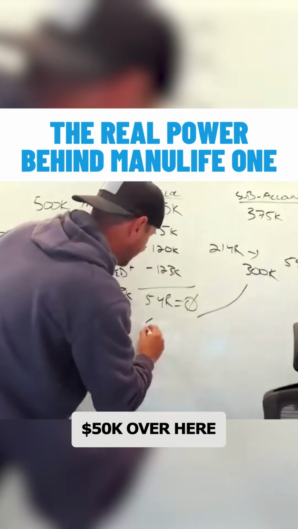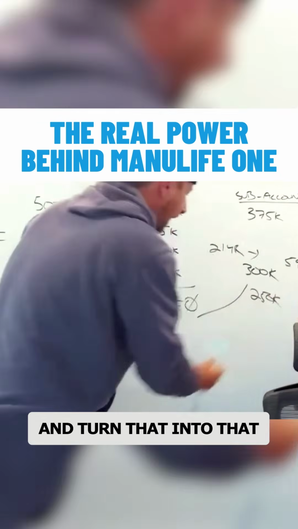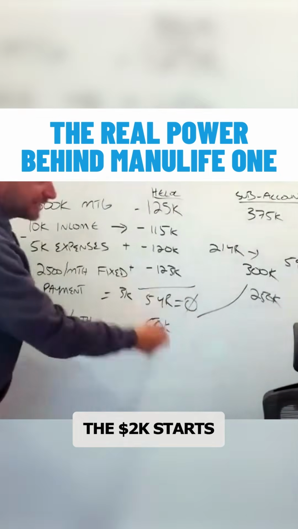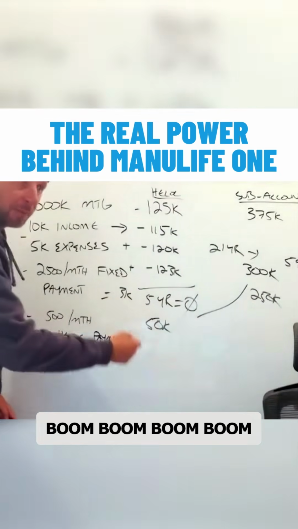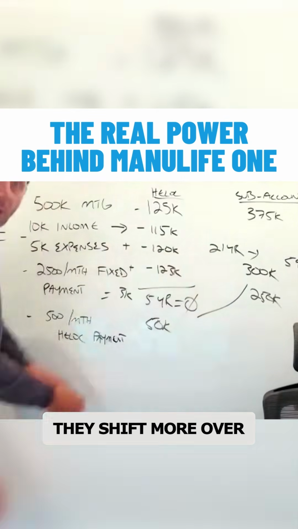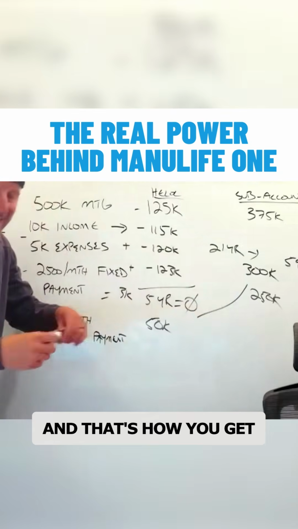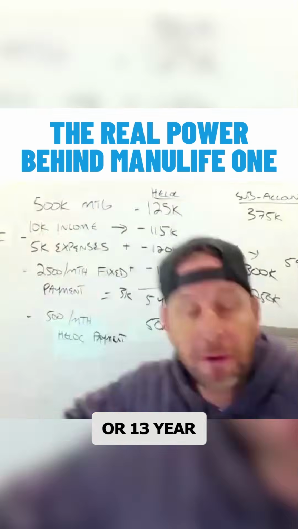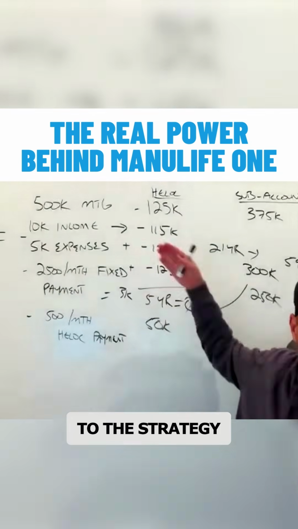But if they put 50K over here and turn that into that, now all of a sudden the 2K starts attacking that. Boom, boom, boom, boom. And then this gets reduced. And then when this gets paid down, they shift more over. And then that gets reduced. And that's how you get to the 12 or 13-year AM. There's layers to the strategy.